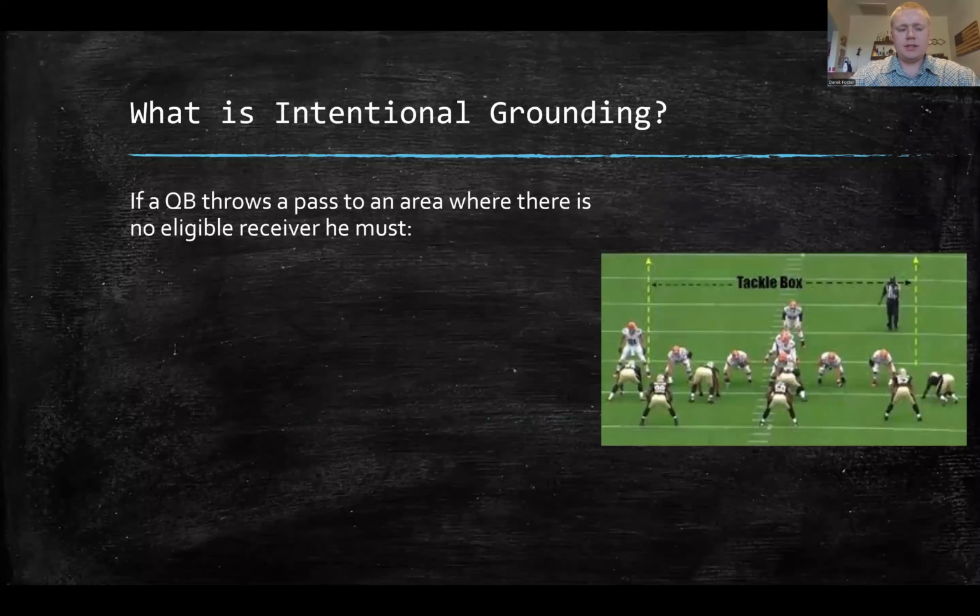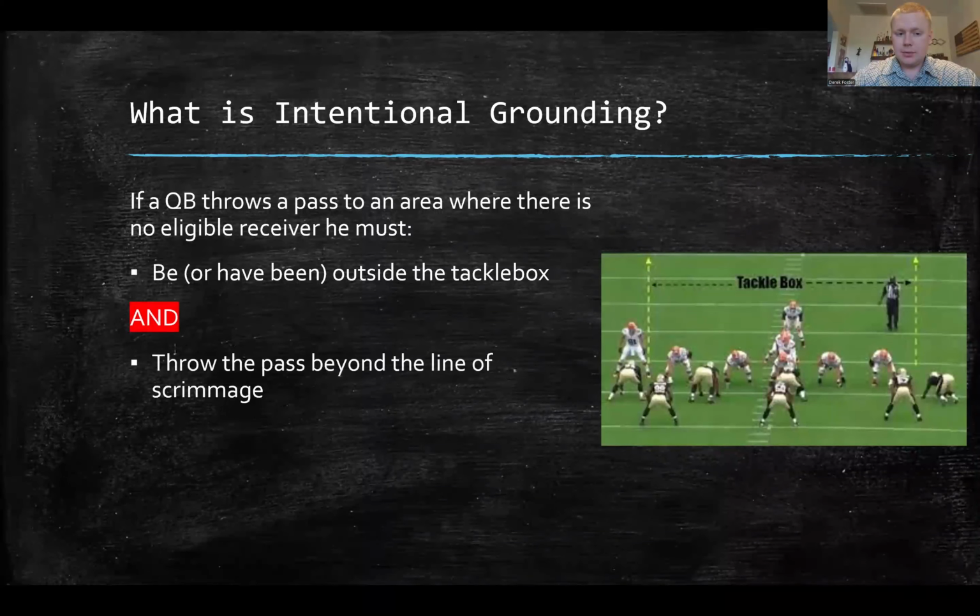So first of all, what is intentional grounding? If a quarterback throws a pass to an area where there is no eligible receiver, he must be or have been outside the tackle box and throw the pass beyond the line of scrimmage. If the passer fails to do either of these two things, we are going to have a foul for intentional grounding.